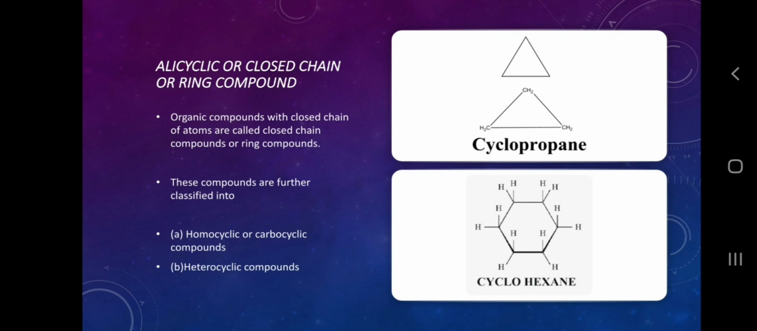I am Sound Solanki and I am going to explain the topic cyclic or closed chain or ring compounds. Cyclic compounds are those organic compounds with a closed chain of atoms and are called closed chain compounds or ring compounds. These compounds are classified into two categories: homocyclic compounds and heterocyclic compounds. Let us take some examples of closed chain compounds: cyclopropane. In this, there are 3 carbons and 6 hydrogens connected in a closed chain. That is why we use the prefix cyclo. Another example is cyclohexane.